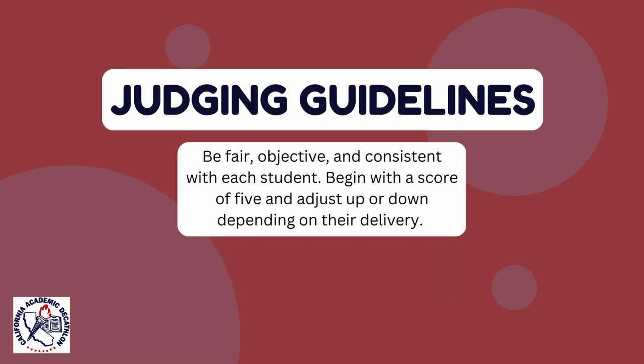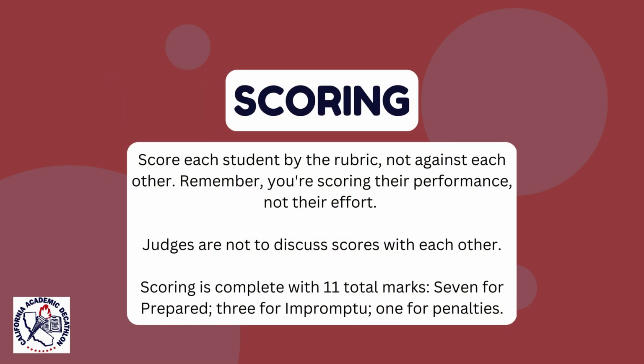When scoring, it's important to keep a consistent and fair process for every student. Begin your session with each student at level 5 and adjust up or down depending on the delivery. Score each student by the rubric, not against each other. Be sure to score their performance, not their effort. The student may try hard but didn't deliver a good speech. During the competition, judges are not to discuss their scores with one another because it's not a collaborative process.